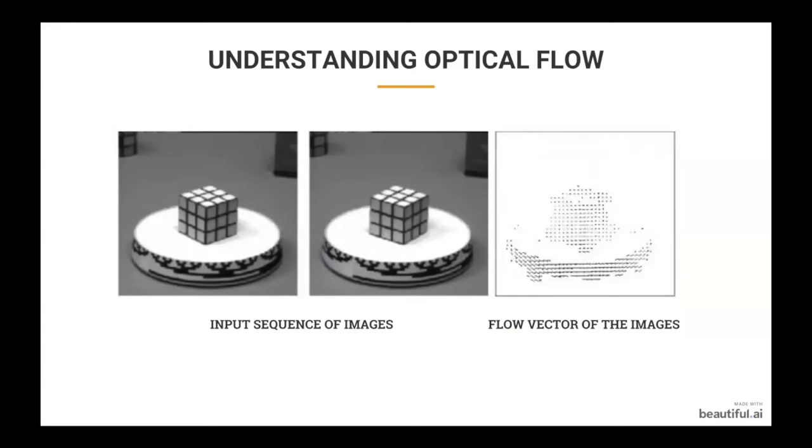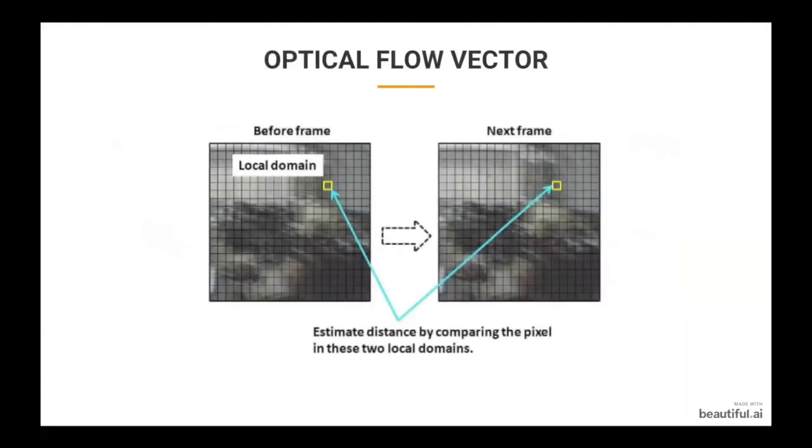To understand it better, what we do with optical flow is we input two sequences of images. Optical flow is more based on motion. So we input two sequences of images back to back, and then we will get the flow vector of the images. If we take a look into how we get the flow vector, we take the two frames of images, take the sequences of frames, and compare each pixel of the images.